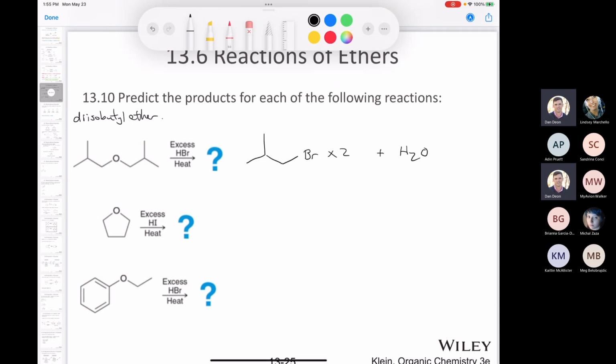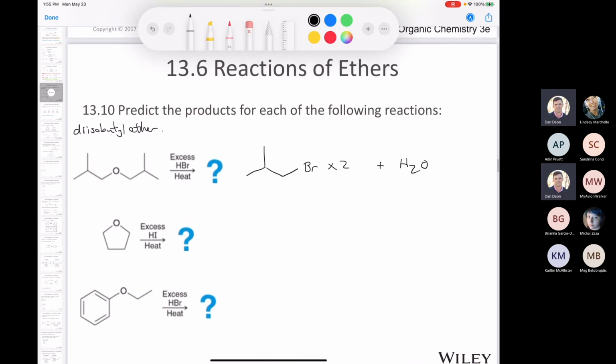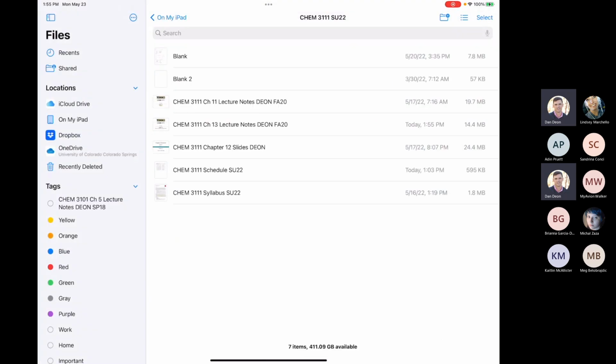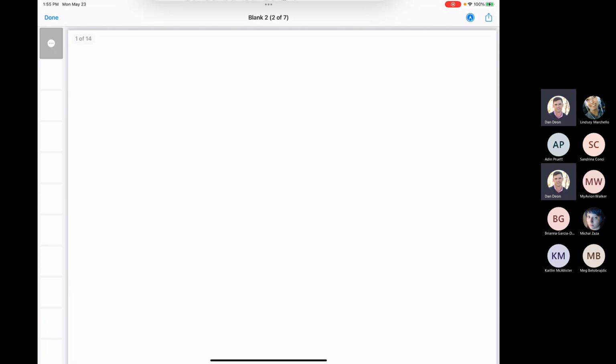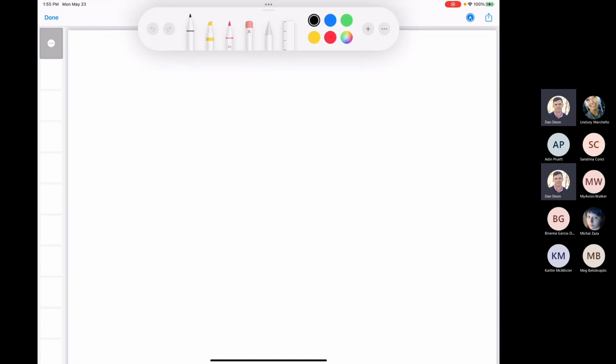Now that's all well and good, but I think it'd be worth a shot for us to try the reaction mechanism. And so I'm going to switch over to a blank document here just for a second, and we're just going to give this the old college try. So this is, let's see here, we've got our isobutyl, oxygen, then another isobutyl group here, and we're treating this with HBr, right? And of course, we're heating it up. So let's start with a proton transfer.